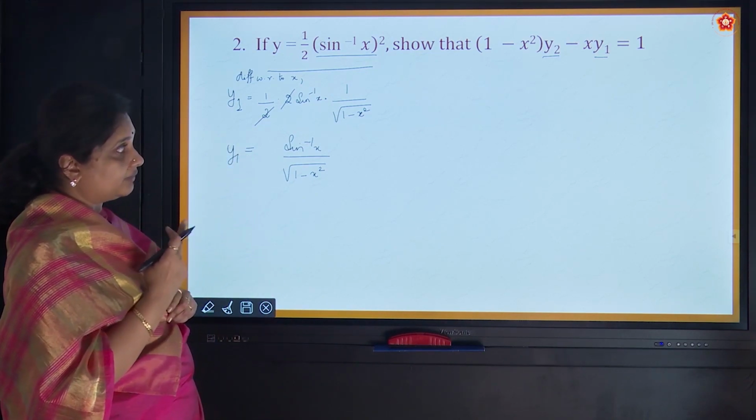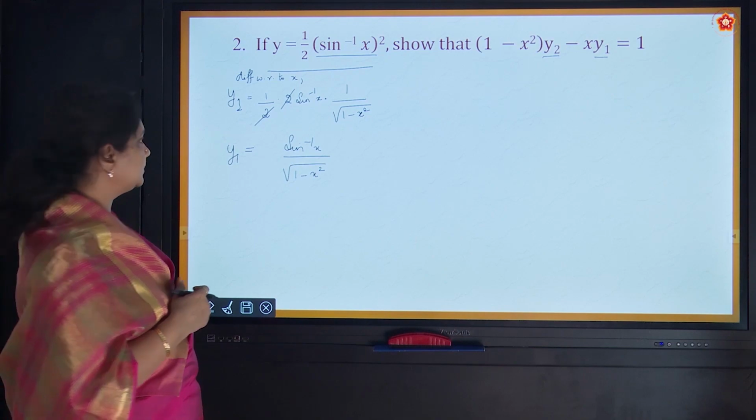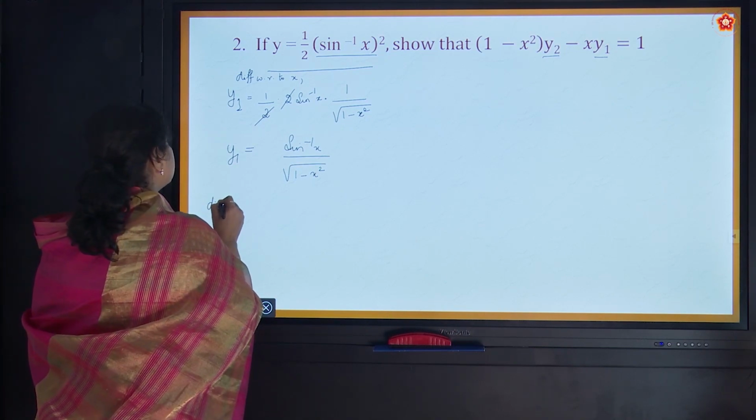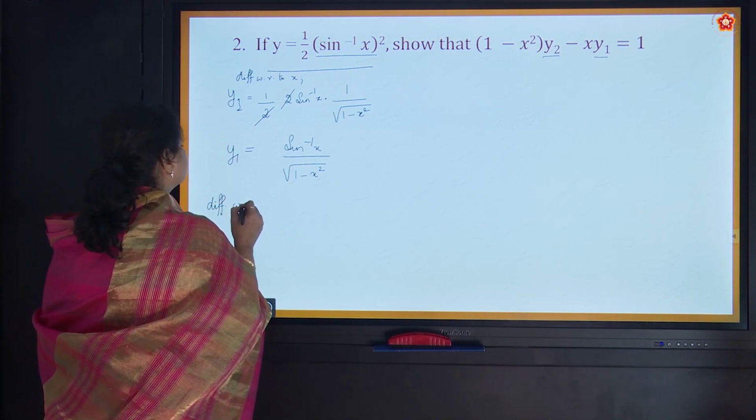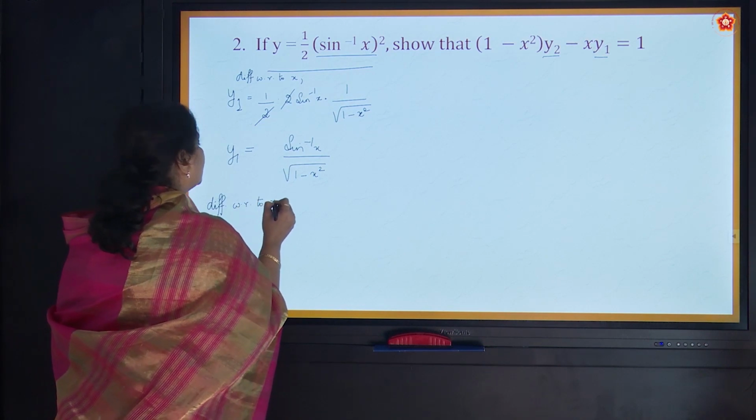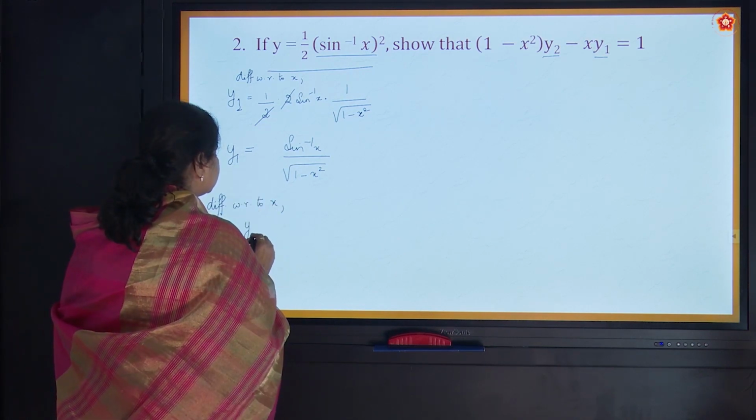Now I need to find my y2 also, which is part of the question. So I'm going to differentiate this with respect to x again. So y1 on differentiation gives me y2.